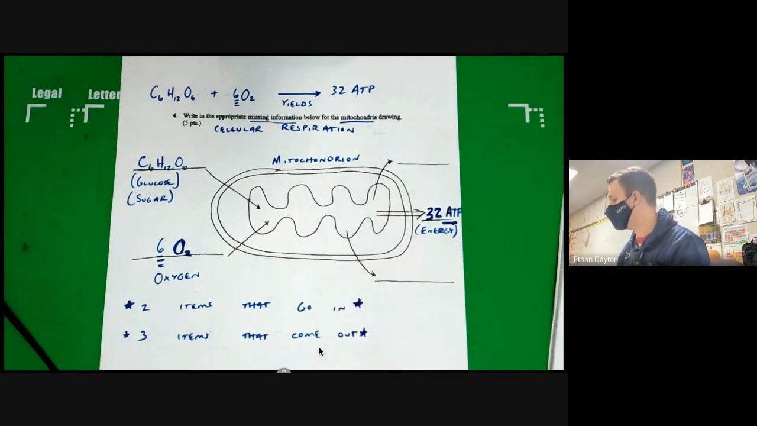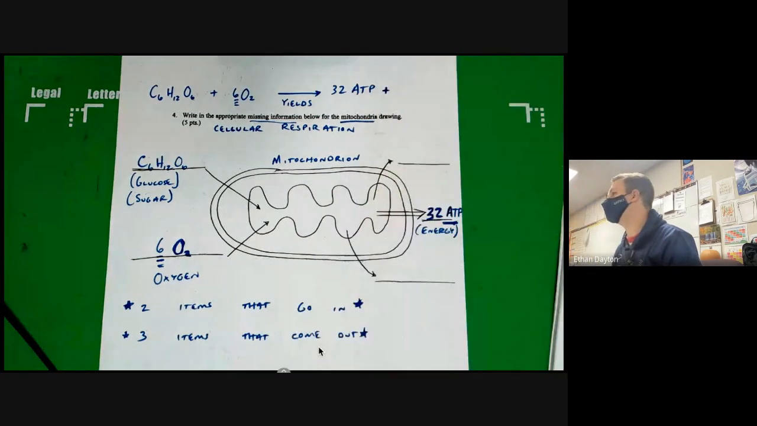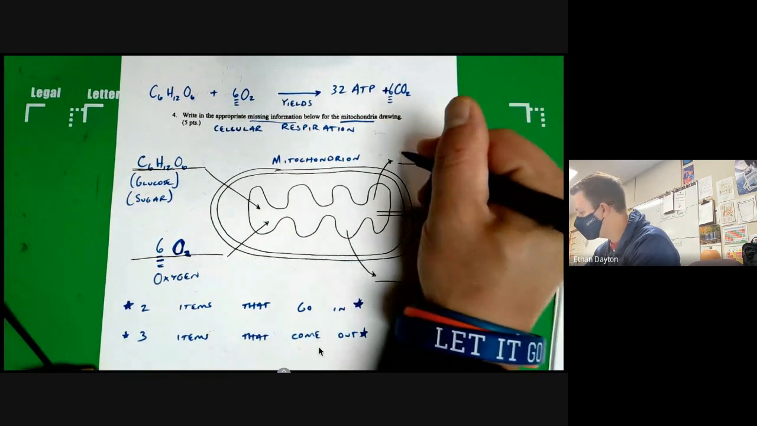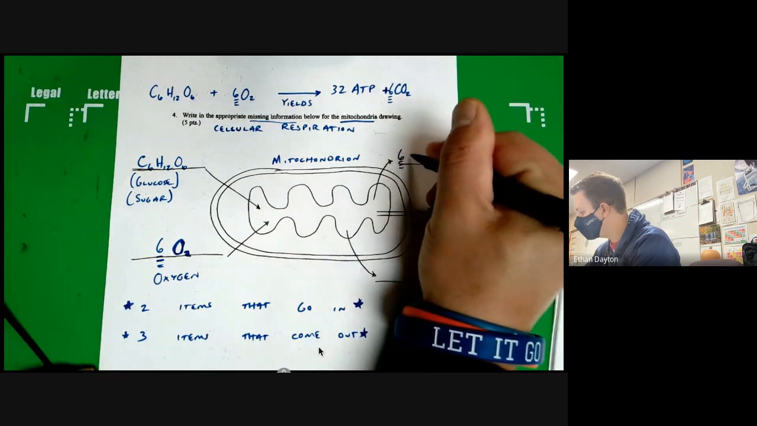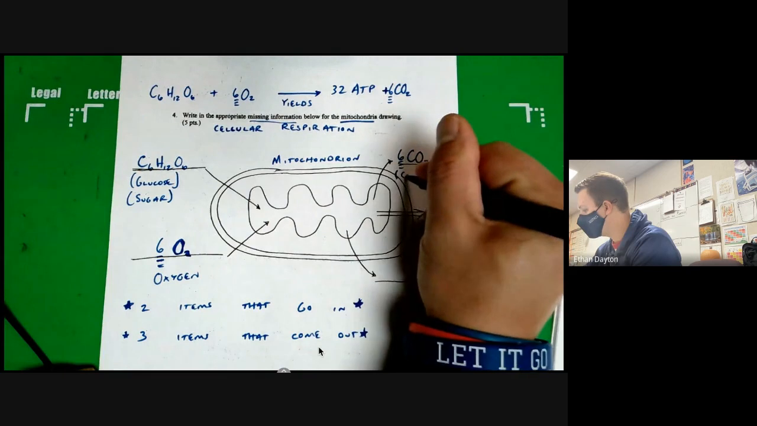Now, what are the byproducts? What else comes out, Abel? Carbon dioxide, that'd be CO2, 6 molecules in this case of CO2. And if you wanted to write carbon dioxide, you could do so.